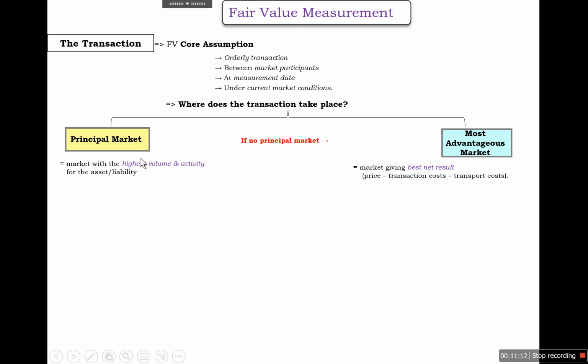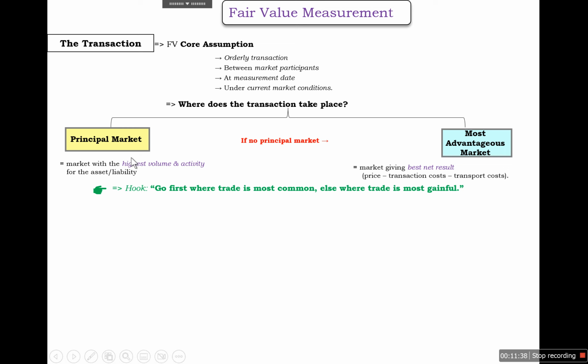So if the principal market exists, although there is a most advantageous market where we will get more benefit, we are not supposed to evaluate the fair value from the most advantageous market. We need to stick with the principal market if it is there. So the summary is, go first where trade is most common, elsewhere where trade is most gainful.